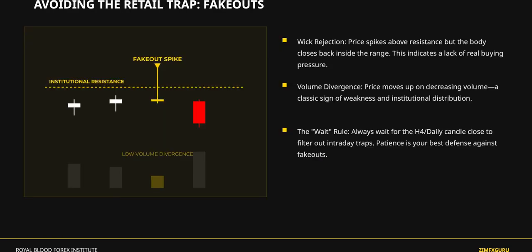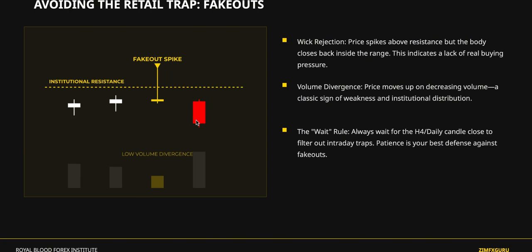And then avoiding the retail trap, which is a fake out. So weak rejection: price spikes above resistance but the candle closes back inside the range. This indicates a lack of real buying pressure. You need to wait for the next candle. If the next candle closes bullish, then enter. But if it closes bearish, you sell. For example, this one is a fake out.